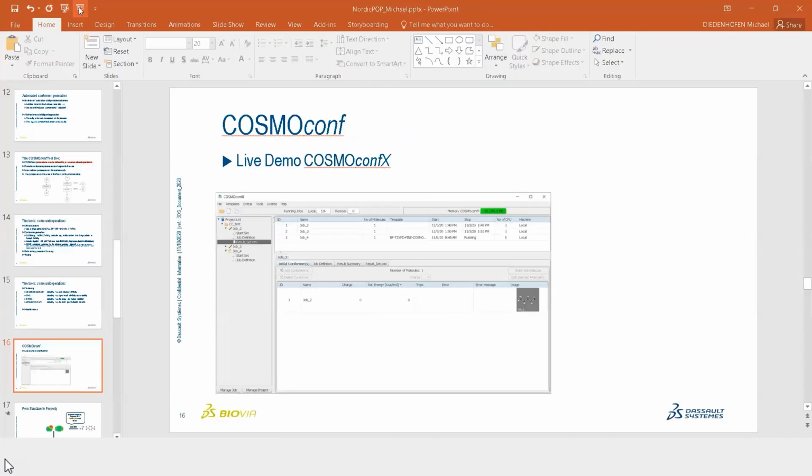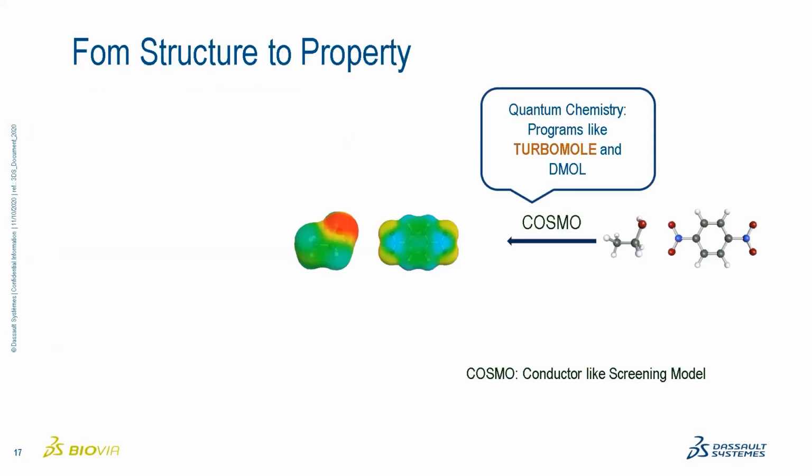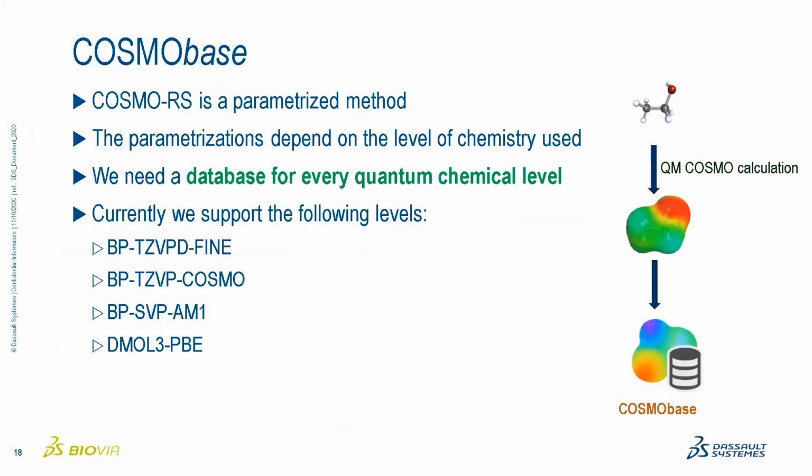Now we have our conformations, and we are nearly ready to start. But we have seen that we can save everything in a kind of database. So what is the database? The database is simply a collection of COSMO files. And Frank showed you a couple of slides concerning the accuracy of COSMO-RS and the parameterization, and we have different parameterizations. And because the parameterization depends on the COSMO file, on the quantum chemical level, we need to create the right file on the right quantum chemical level, and we have a database for each parameterization.